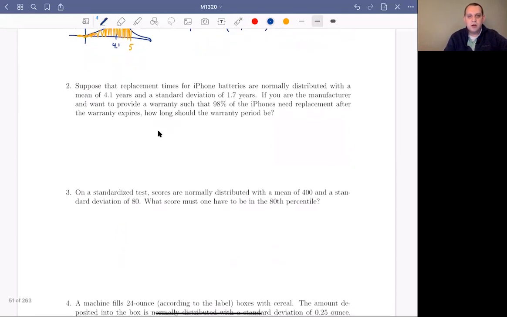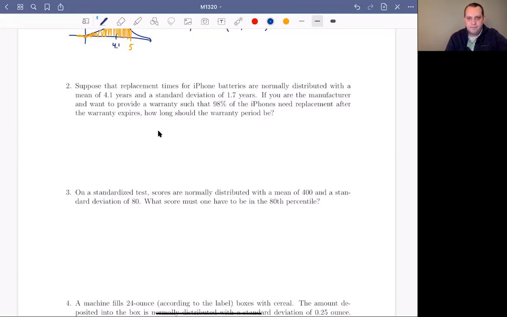Number 2, suppose that the replacement times, again, same assumptions. We have replacement times for battery phones that are normally distributed with a mean of 4.1 years and a standard deviation of 1.7 years. Different question though. Suppose that you are Tim Cook and you want to figure out what the warranty has to be on the iPhone so that 98% of the iPhone users need a replacement after the warranty expires. It's like the evil corporate question. You want to make sure that most of the phones will need to be replaced after the warranty expires. How long should your warranty be?